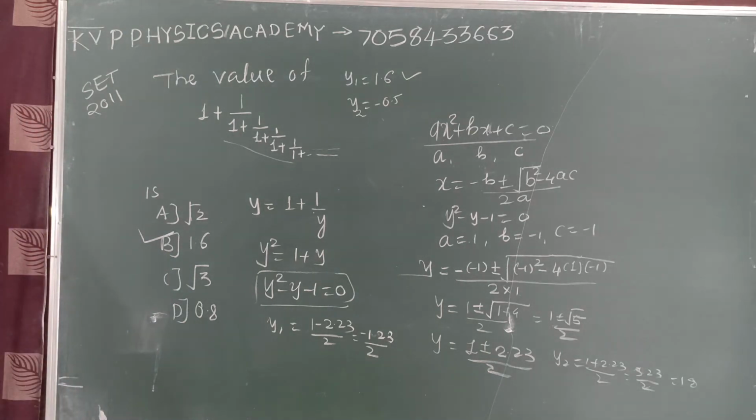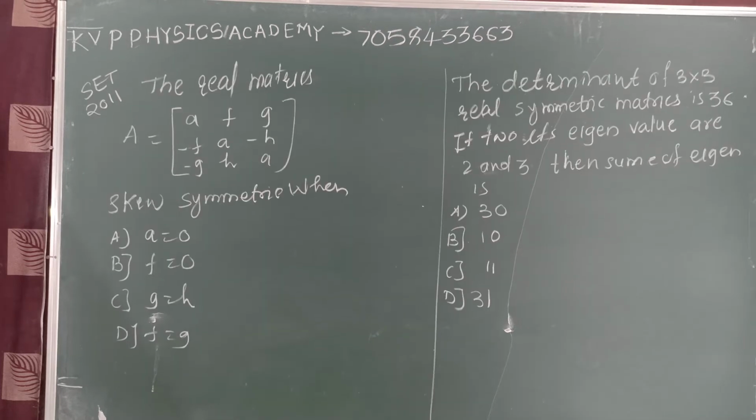Suppose the same series, but the sign is minus. Then we can take 0.5 as the correct answer.